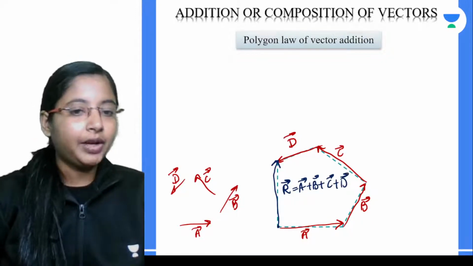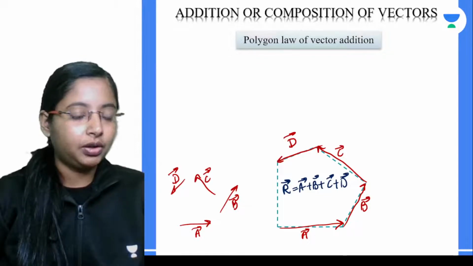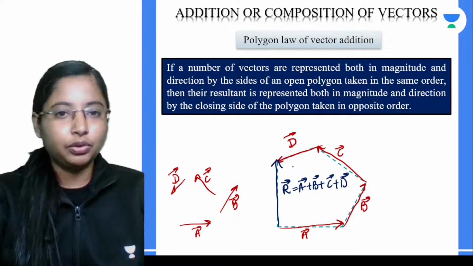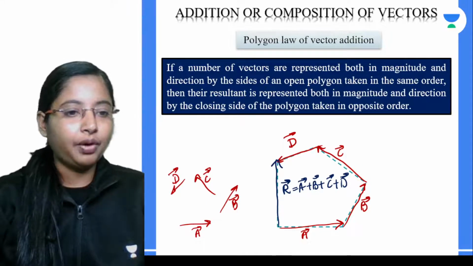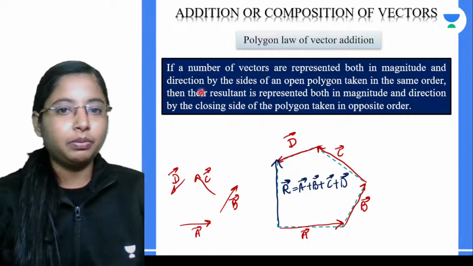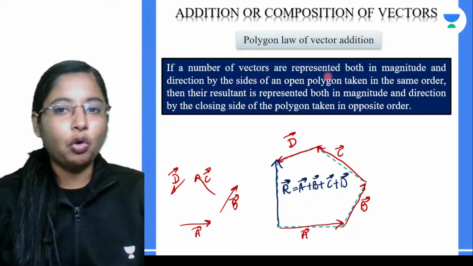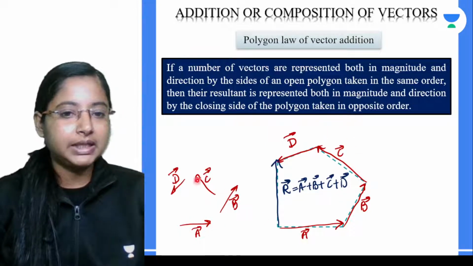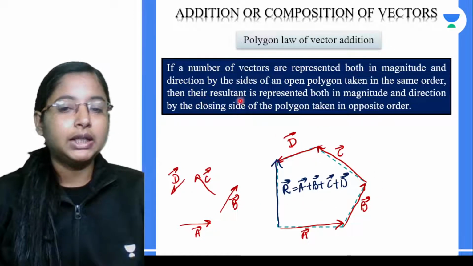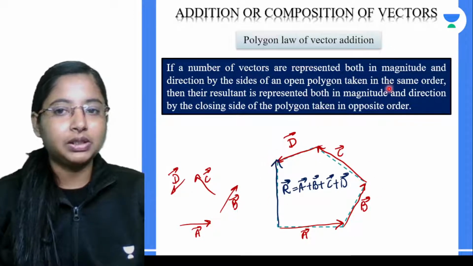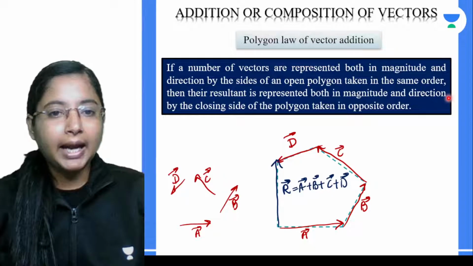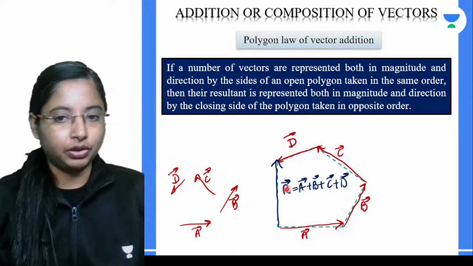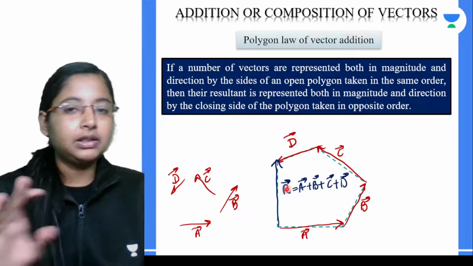So when you are talking about the polygonal law of vector addition, this is for adding more than two vectors. If a number of vectors are represented both in magnitude and direction by the sides of an open polygon taken in the same order, we took A, B, C, D in the same order, then the resultant can be represented both in magnitude and direction by the closing side of the polygon taken in the opposite order. So these are the three laws.